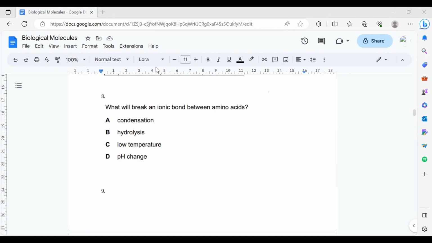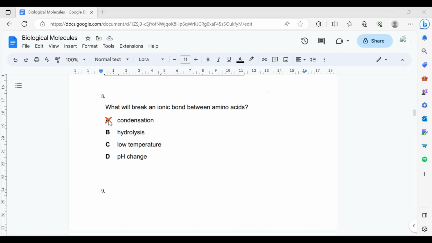What will break an ionic bond between amino acids? Ionic bonds are a very weak kind of bond, and they are not strong enough like a covalent bond, so they can easily be broken down. But then we have to consider the options here. Condensation is the type of reaction that forms a bond, so it will not break a bond. Condensation forms a covalent bond, and hydrolysis is the reverse of the condensation reaction. So it uses water and breaks the covalent bond between amino acids or any other molecules.